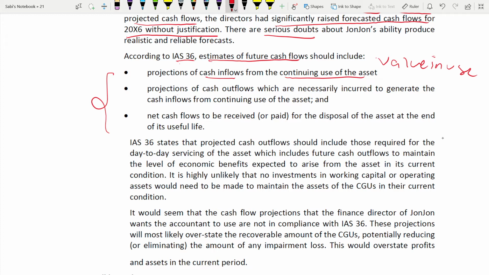Next is projections of cash outflows which are necessarily incurred to generate the cash inflows from the continuing use of the asset. You will be having some outflows to incur those inflows. What is it that you have to include? Next, net cash flows to be received or paid for the disposal of the asset at the end of its useful life. When you're disposing the asset at the end of its useful life, what are the amounts you have to pay or receive? So all these three things have to be there in this estimate of future cash flows.